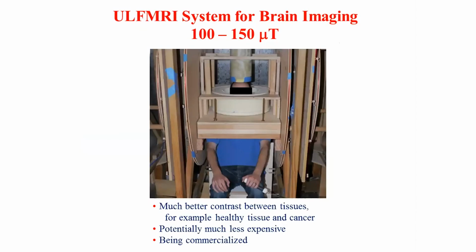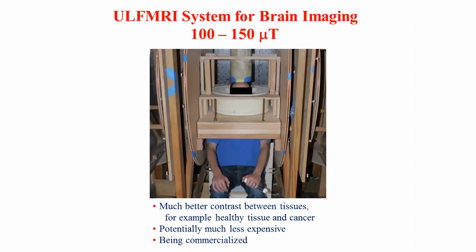Here is now an early version of an ultra-low field MRI system imaging the brain. And it's working at 100, 150 microtesla. So as promised, it's about 4 orders of magnitude smaller. In fact, the principal advantage is that it has much better contrast between different tissues. For example, it's quite difficult with conventional MRI to image cancer. With this ultra-low field, you get very, very good contrast, and we've published papers on that.